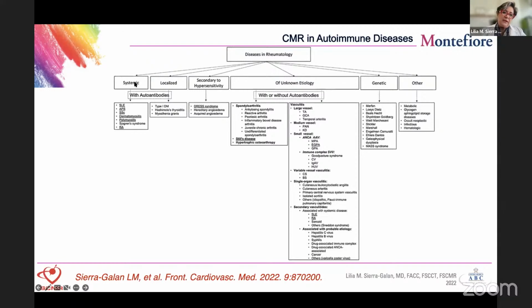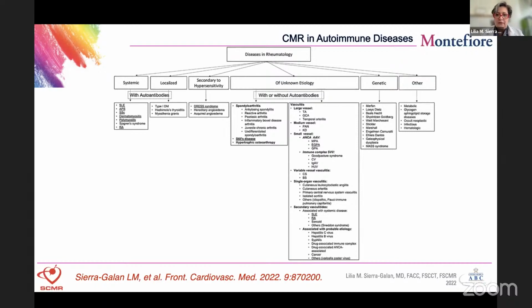And from systemic, we have those with autoantibodies, and the main ones are obviously lupus, antiphospholipid syndrome, systemic sclerosis, polymyositis and dermatomyositis, Sjogren's syndrome, and rheumatoid arthritis. Then we have other different types of diseases that we are not going to review here. And from the unknown etiology, it could be with or without autoantibodies.